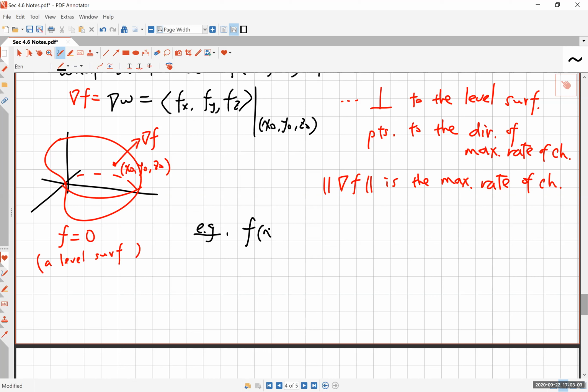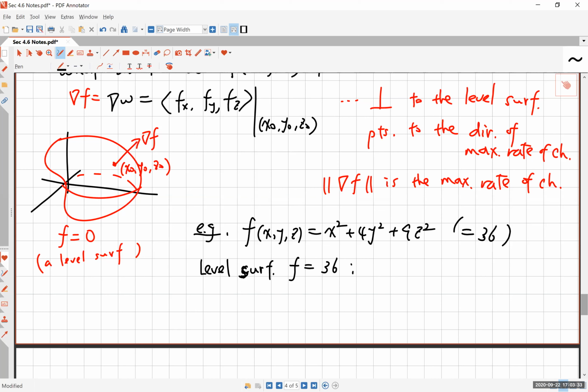All right, consider this function here, f of x, y, z is equal to x squared plus 4y squared plus 9z squared. Okay, so the level surface f is equal to 36. You know what that is? Set this equal to 36. And you can see that if you cross out x, you're going to see an ellipse. If you cross out y, you'll see another ellipse. If z is equal to 0, you see another ellipse, right? So you will see that this will give you an ellipsoid.